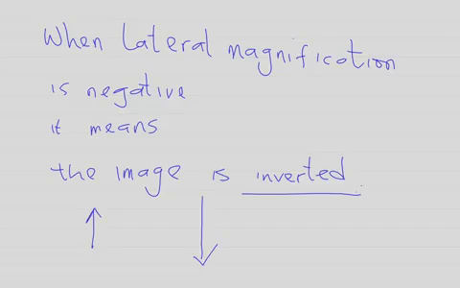It does not necessarily mean whether it is virtual or real. Because you can have, for instance, a concave mirror, and you have an object placed here at point C, and the image of this object is formed here and it is inverted.